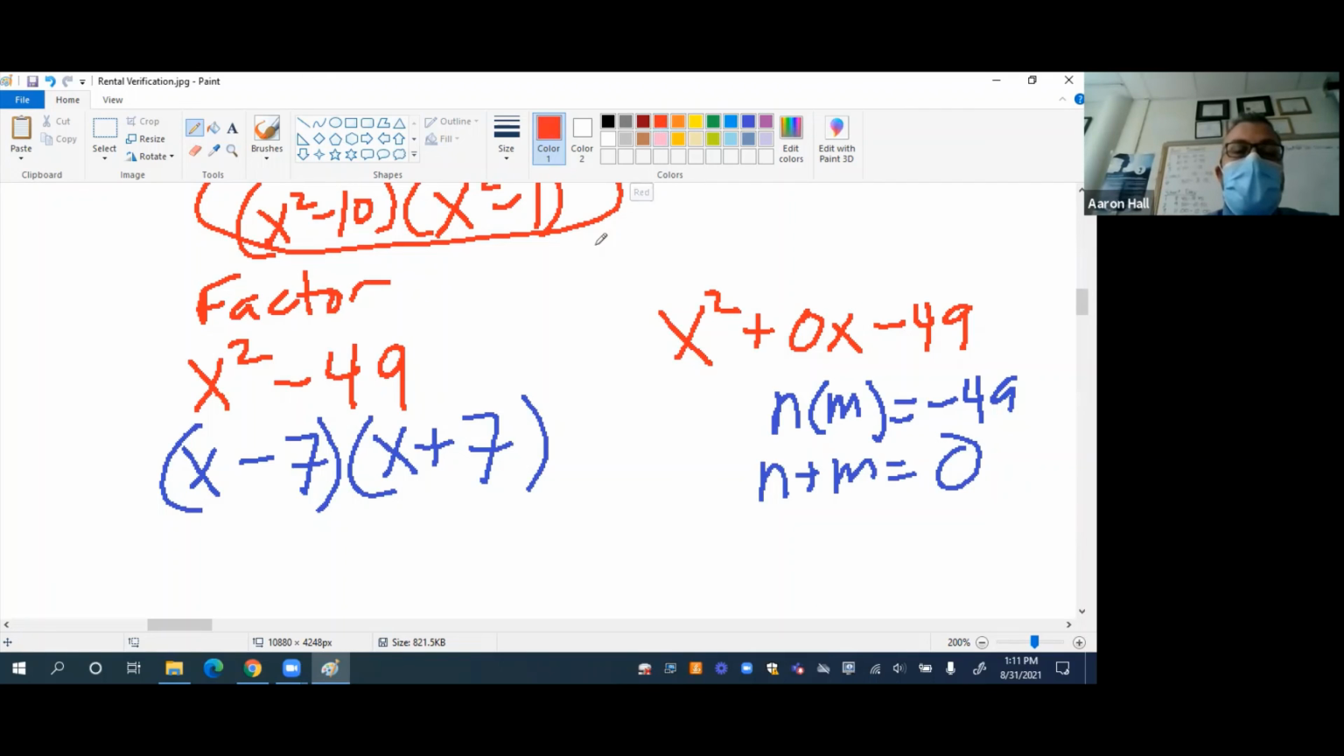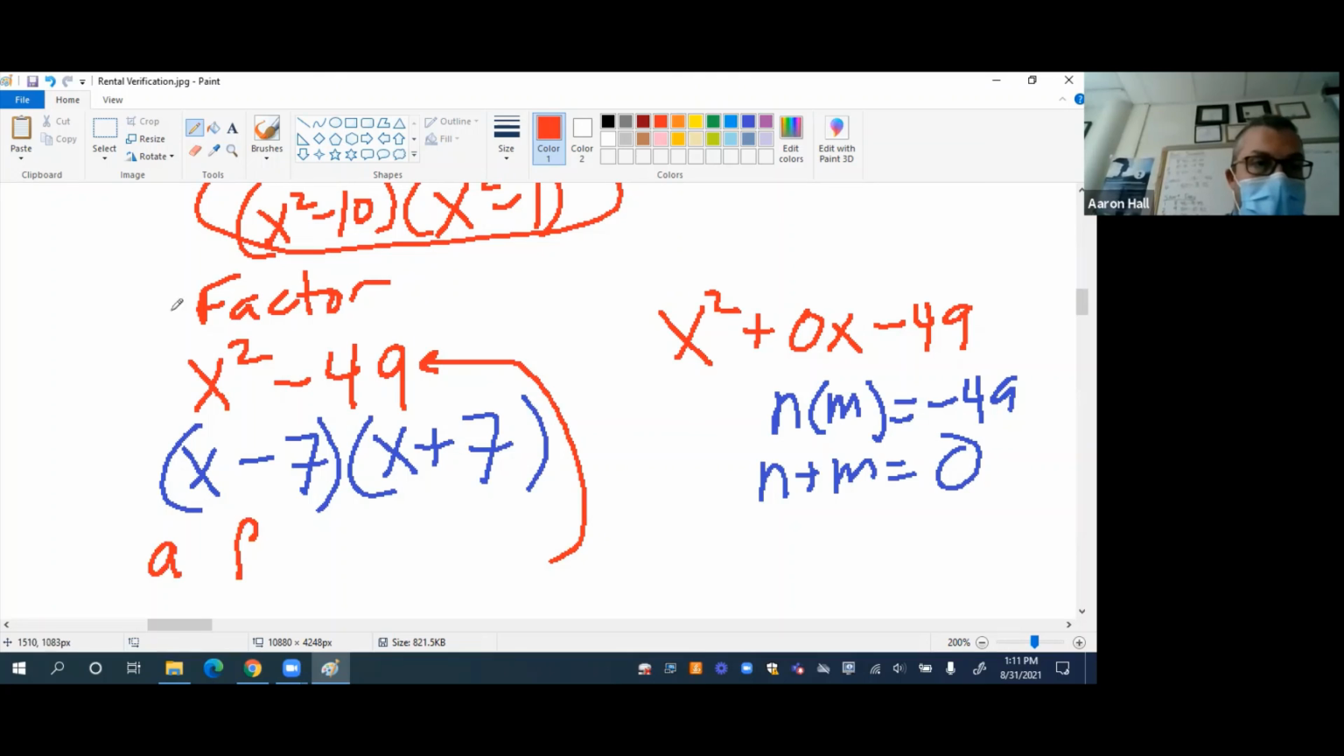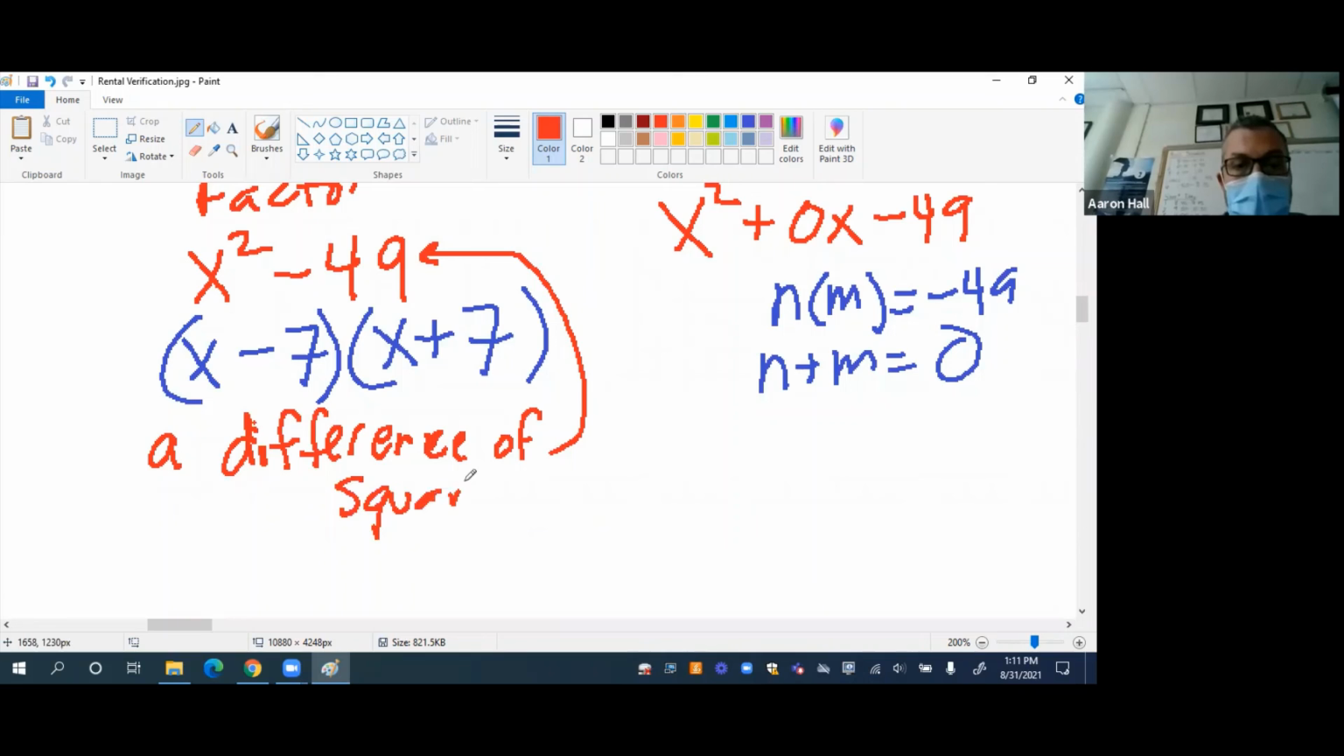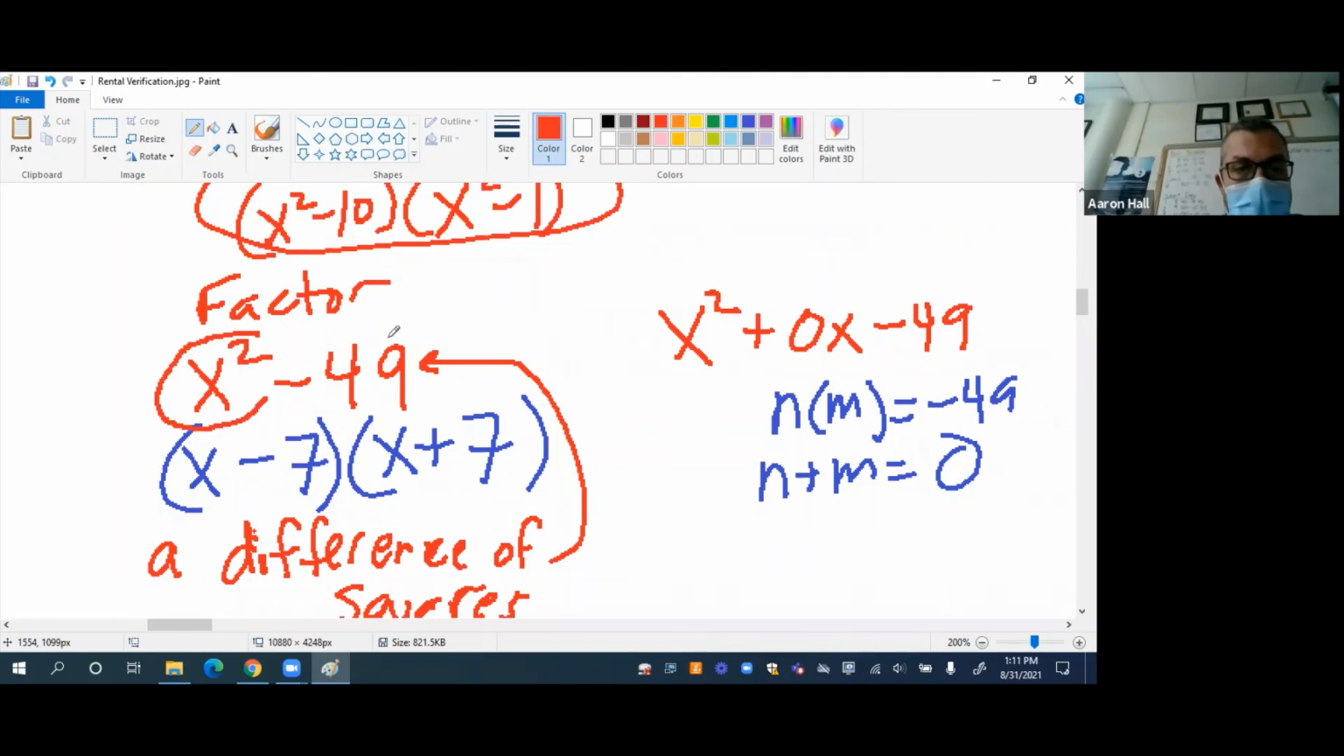This is called a what? A difference of squares. Yeah, this is called a difference of squares. Difference means subtract. Squares means squared. This isn't squared, but 49 is 7 squared. So we could rewrite it as x squared minus 7 squared. It is a difference of squares.